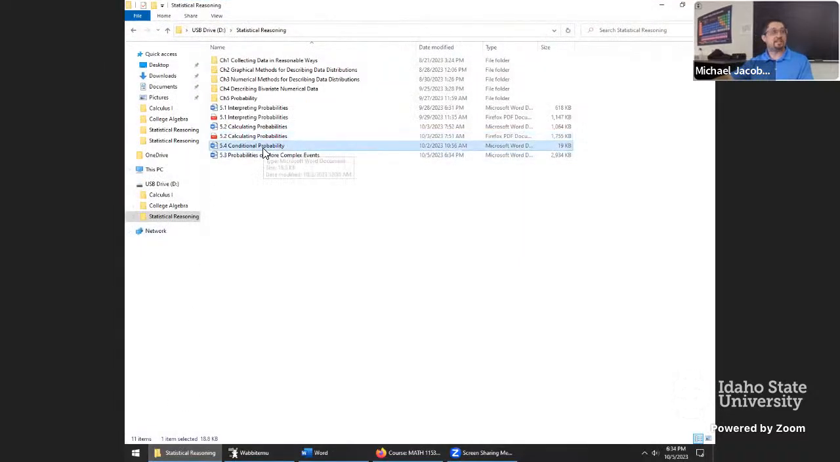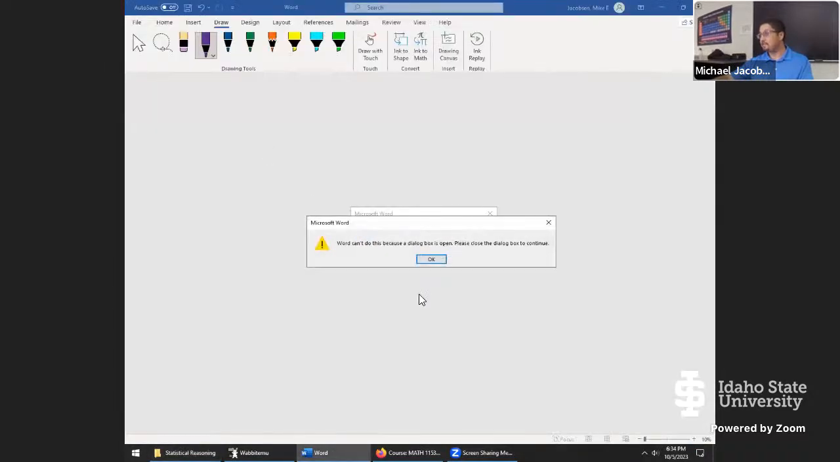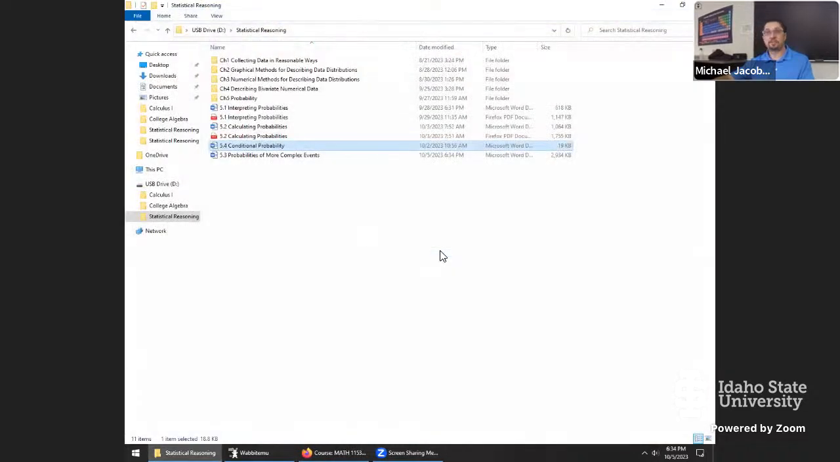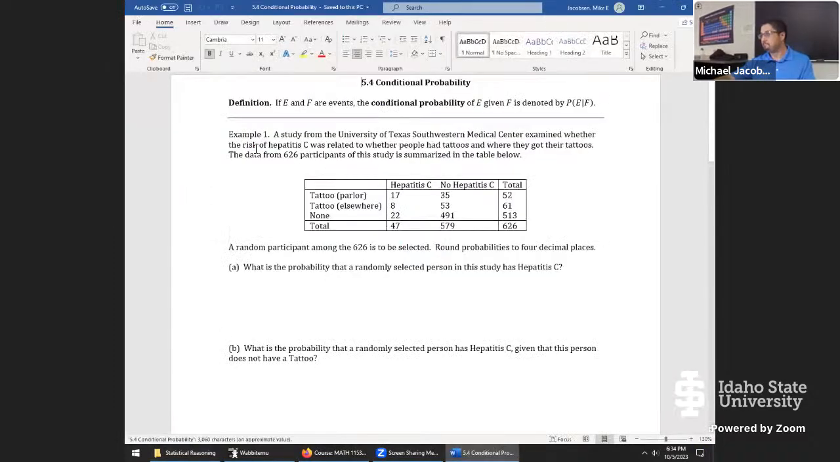So finally, 5.4 is conditional probability. Sorry, Microsoft Word is just being ornery today. Okay, so here's our section on conditional probability.